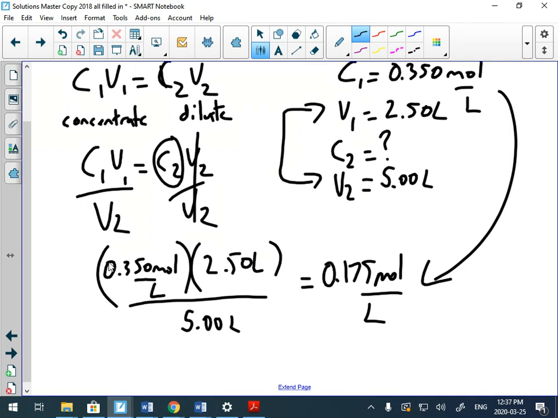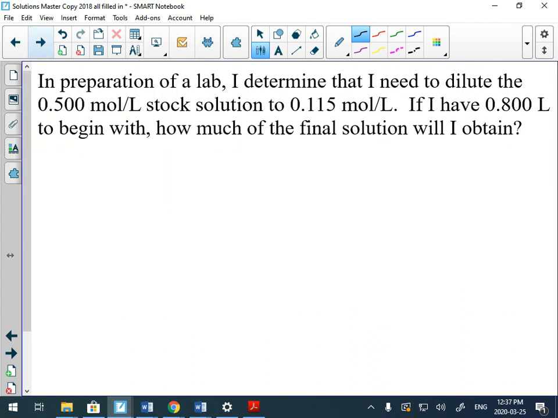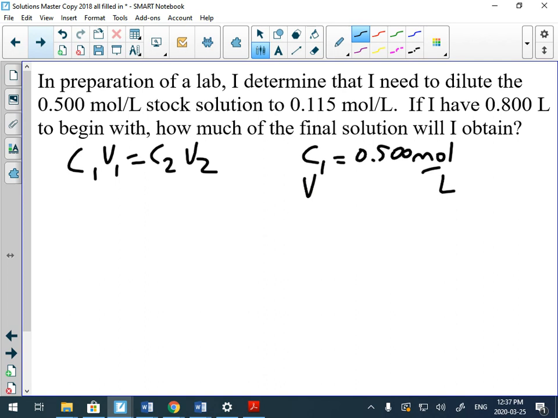All right, let's try another question. You need to dilute 0.5 mole per liter to 0.115 mole per liter. If I had 0.8 liters, what is the final solution volume? Okay, so this is a dilution problem. C1V1 is equal to C2V2. C1 is 0.5 mole per liter. V1, how much did you have to begin with? 0.8 liters. C2 is our more dilute solution.